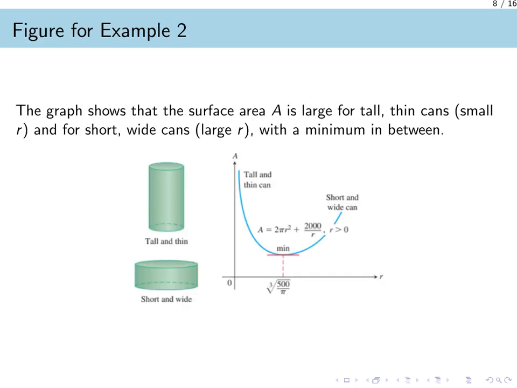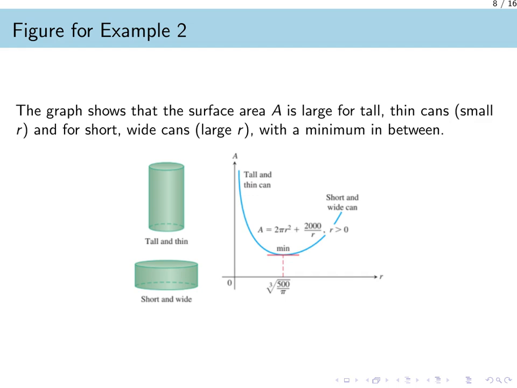This graph shows us why an optimal design for our can exists by plotting its total surface area as a function of its radius. On the vertical axis is the surface area, representing the amount of material we want to minimize, and on the horizontal axis is the radius. Notice the behavior at the extremes.